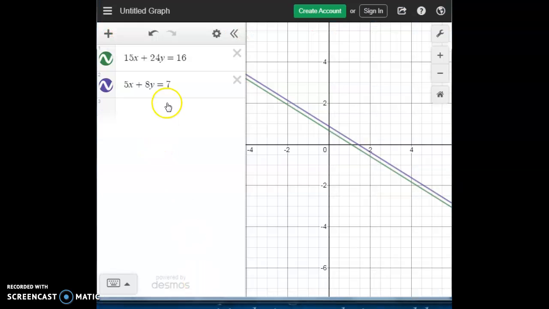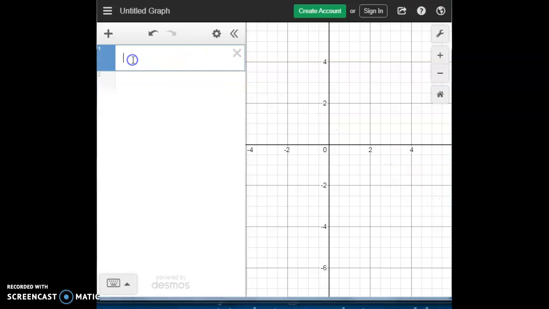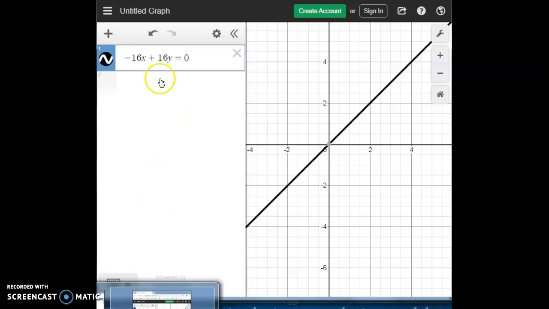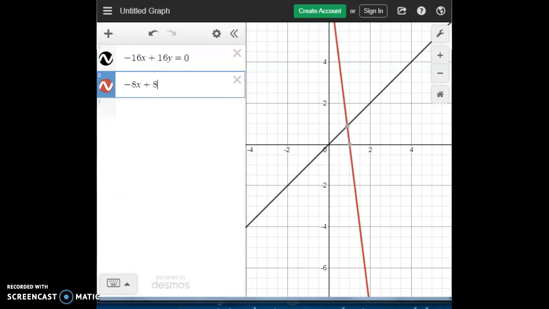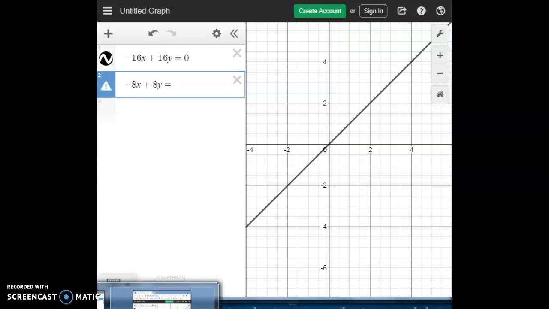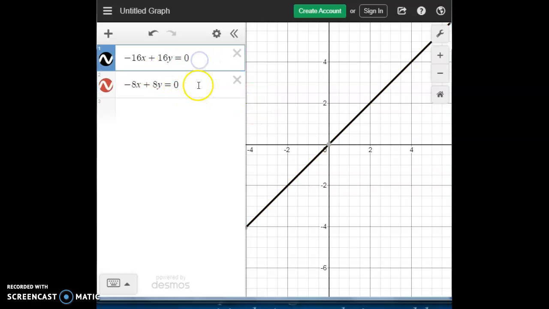So for my first equation, I have negative 16x plus 16y equals 0. And then my second equation, I have negative 8x plus 8y equals 0. Now I want you to see what happens when I put in the 0. Here's my first line. When I put in the second line, it changes color because if I click on each one, you can tell that those lines are the exact same line.